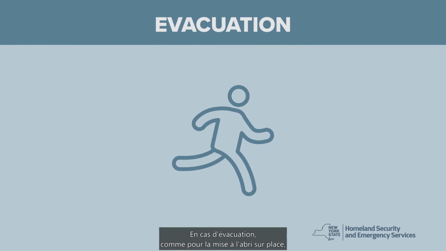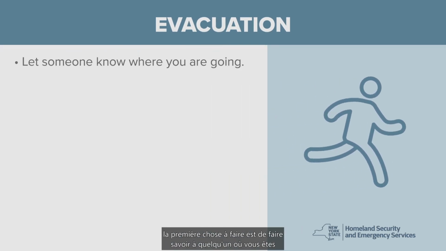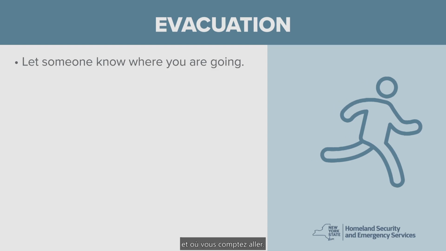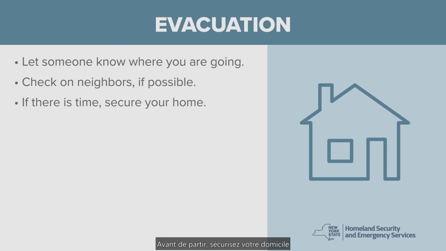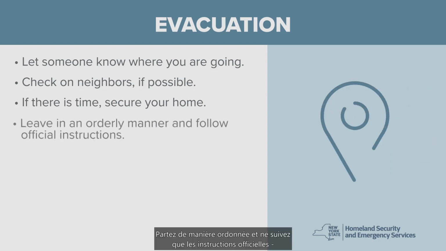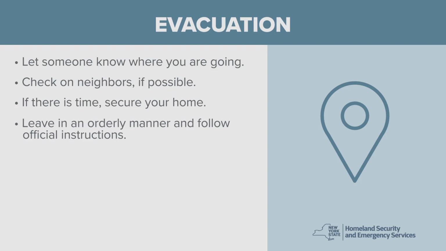In an evacuation, as with sheltering in place, the first thing to do is let someone know where you are and where you plan on going. If you have time, check on neighbors. Before you leave, secure your home by moving valuables to a safe location, turning off utilities, locking doors and windows, and boarding up the home. Leave in an orderly manner and follow only official instructions. Know your destination and routes in advance.